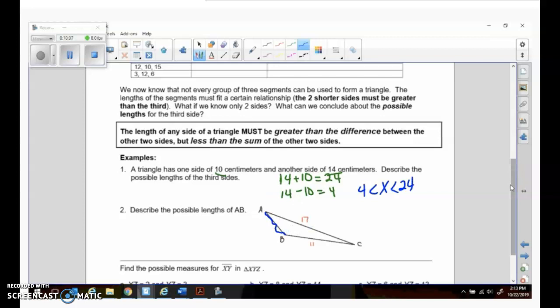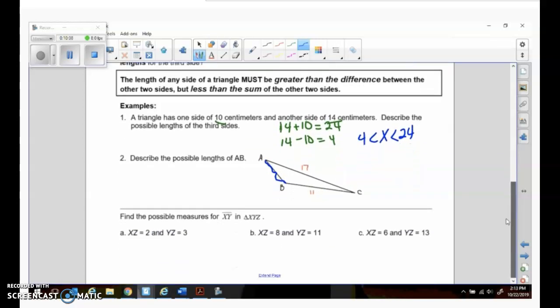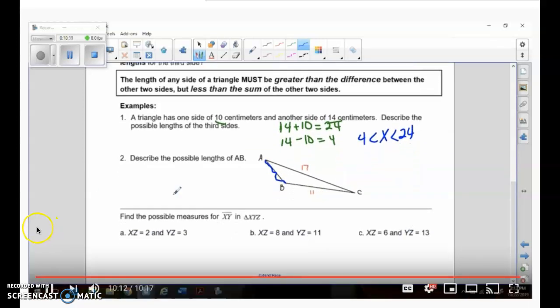So let's take a look at AB. Okay, and I think you can do this one on your own. You can do these other ones.